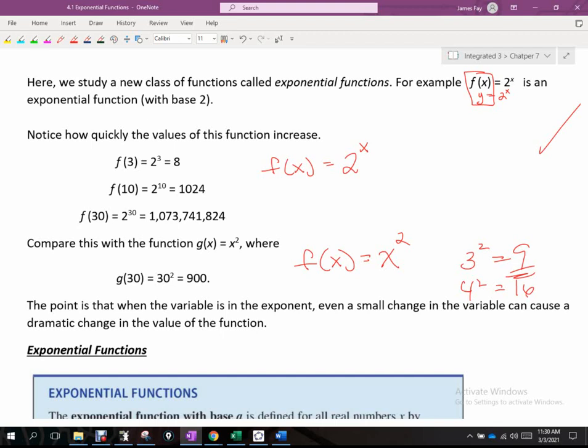That makes sense? Okay. If I go 2 to the 30th, 2 to the 30th is 1.073 billion. Big. But 30 squared is only 900. Does that kind of make sense to everybody? Okay. So this exponential grows extremely fast.